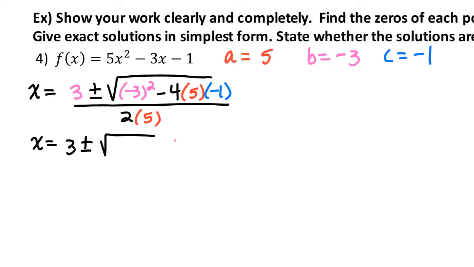Okay, and lefties, double check with your partner. What did you get under the square root? All right, on a count of 3, can I have everybody tell me what did you get for under the square root? Ready? Tell me in 3, 2, 1. 29. Okay, good. This is 29, and 2 times 5 is 10 in the denominator.